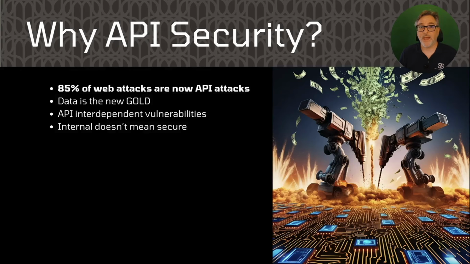Now, why API security? 85% of web attacks are now API attacks. Gartner predicted a few years ago that APIs were going to become the #1 attack vector, and that has now come to pass. Why is that? There's a common phrase that data is the new gold. It's the most valuable resource on the planet now.